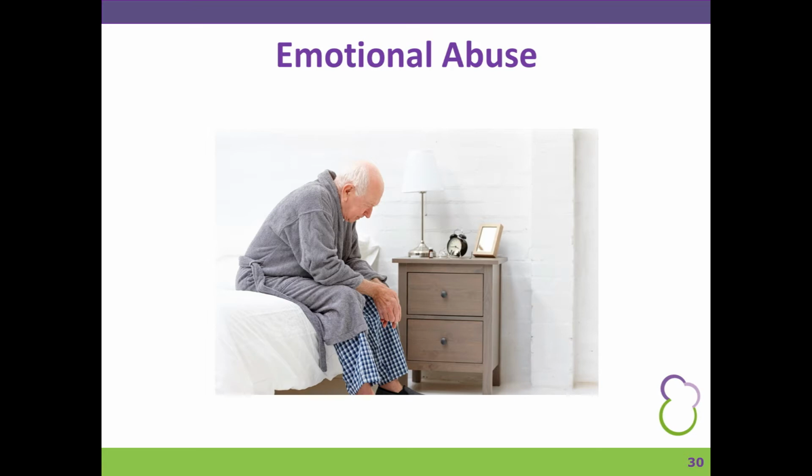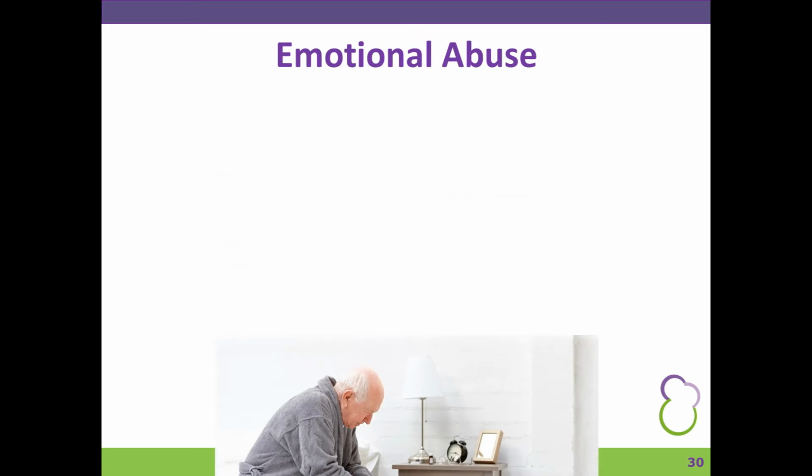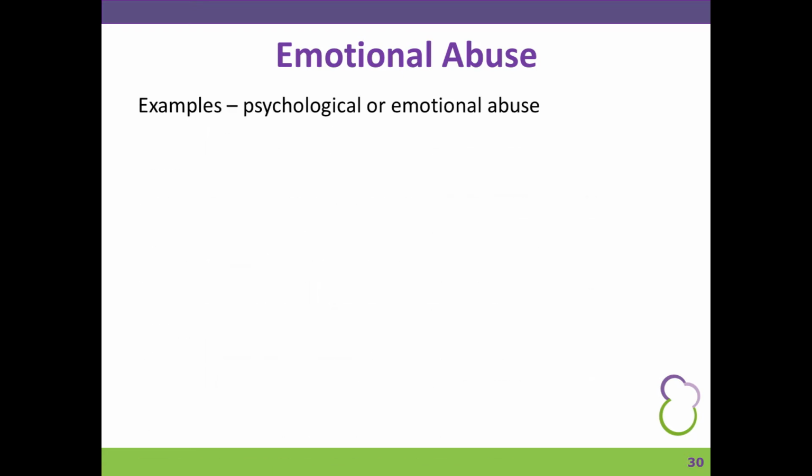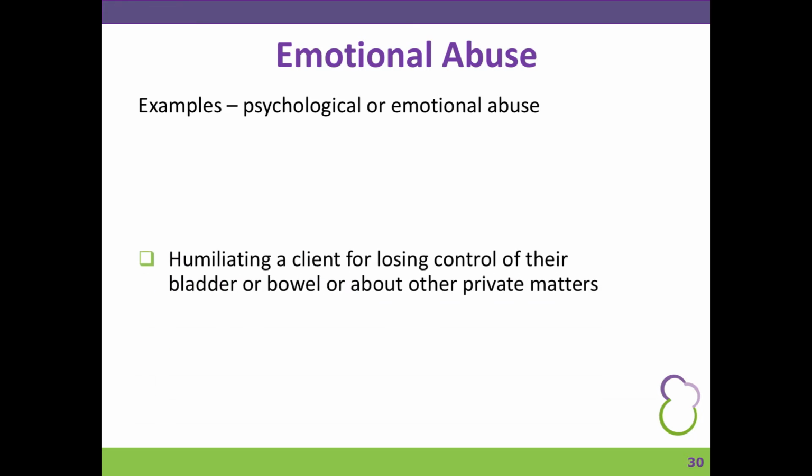The next form of abuse we're going to look at is emotional abuse. This can include verbal assaults, threats of maltreatment, harassment, humiliation, or intimidation. It also includes the failure to interact with a person or to acknowledge that person's existence. This may also include denying cultural or religious needs and preferences of a client.